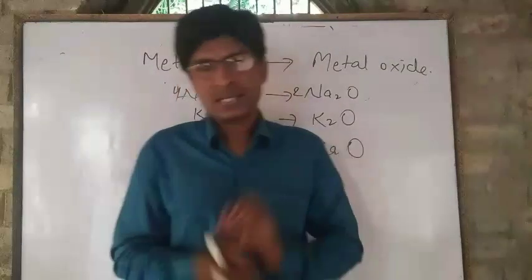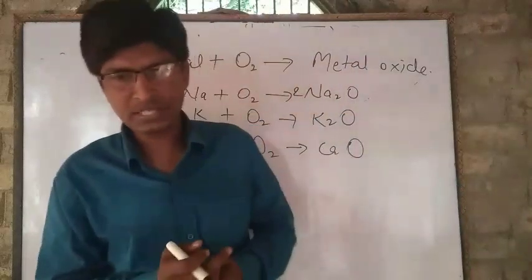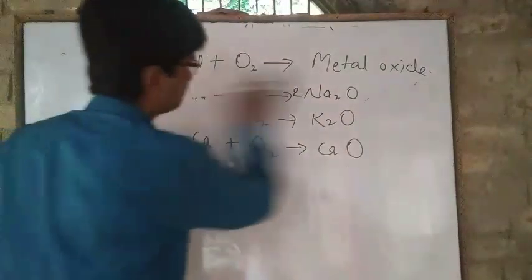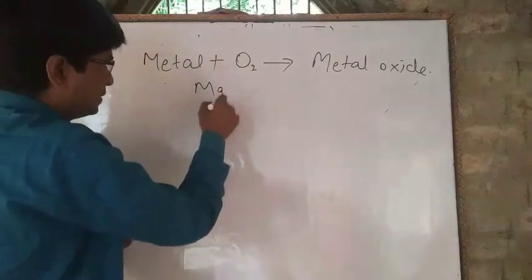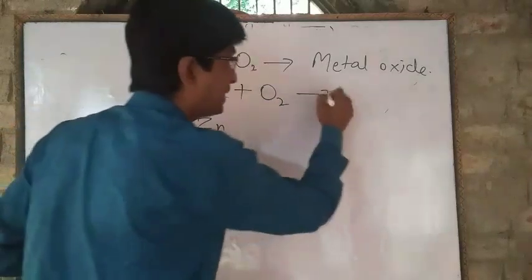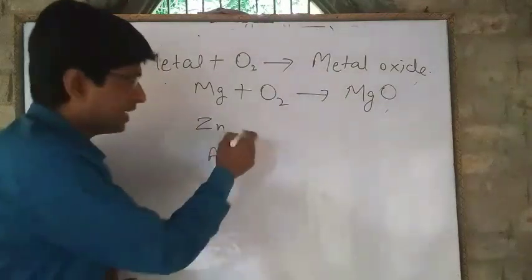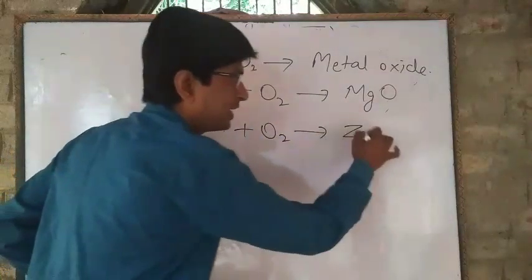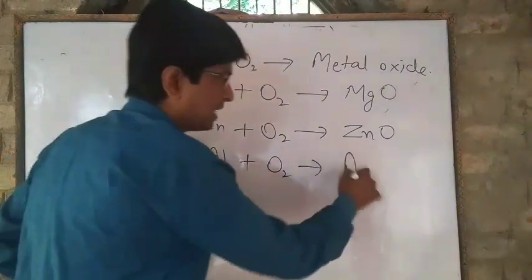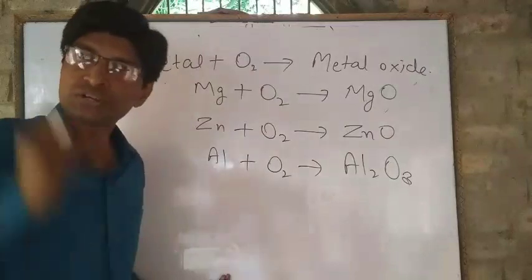But some metals like magnesium, zinc and aluminum react differently. Magnesium reacts with oxygen on heating and produces magnesium oxide. In the same way, zinc reacts with oxygen on strong heating and produces zinc oxide, and aluminum reacts with oxygen and also produces aluminum oxide, but these reactions take place on strong heating.